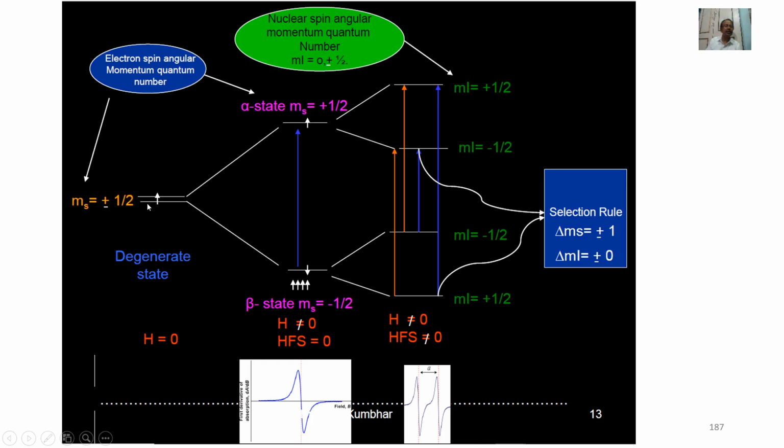This is a degenerate state. When you apply the magnetic field, this line is split into alpha state and beta state, with a separation. When this electron interacts with the magnetic moment of the nuclei, they split again into 4 lines. We have 4 lines here, but only these 2 blue lines, obeying the selection rule, will give us transitions. So we have 2 intense lines, 1:1.